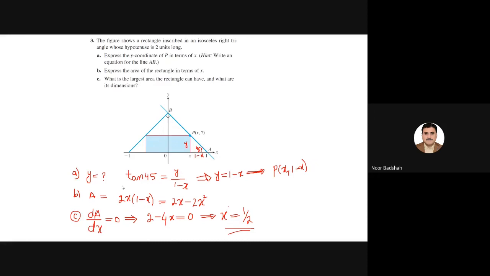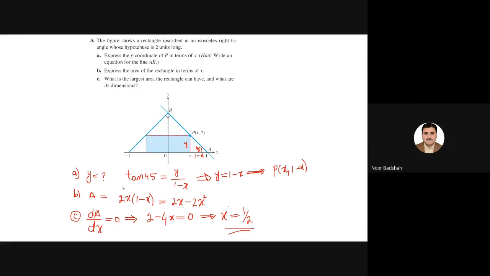Right? The hypotenuse is on the x-axis, keeping in mind, because the right angle is at B, which is on the y-axis. Then it says, express the y-coordinate of P in terms of x, express the area of the rectangle in terms of x, and what is the largest area the rectangle can have, and then again, what are the dimensions?